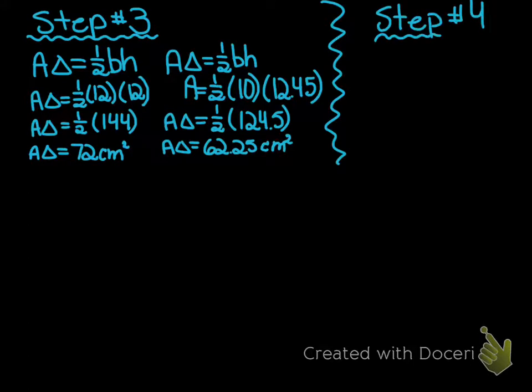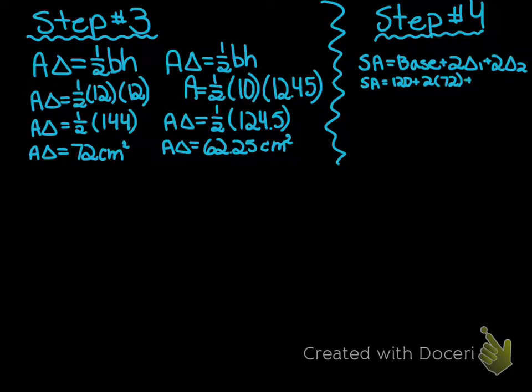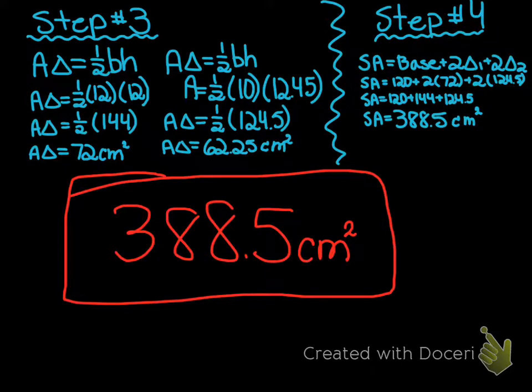Now let's find the total surface area given by the formula base plus 2 times triangle 1 plus 2 times triangle 2. Surface area equals 120 plus 2 times 72 plus 2 times 124.5. When we evaluate, we get surface area equals 388.5 centimeters squared.